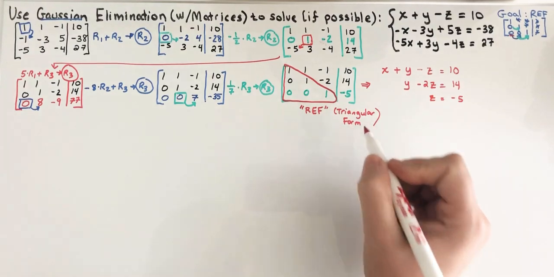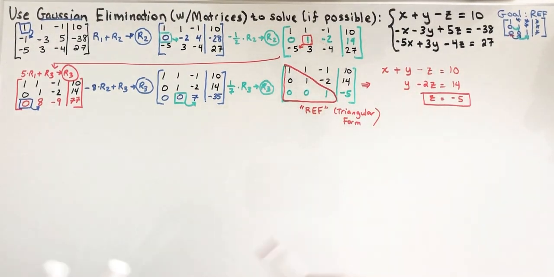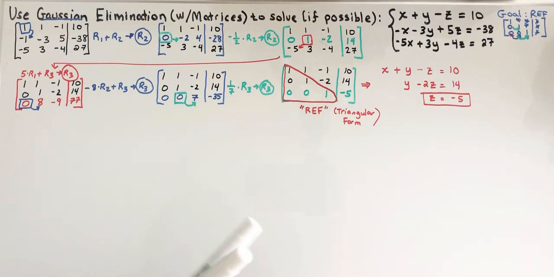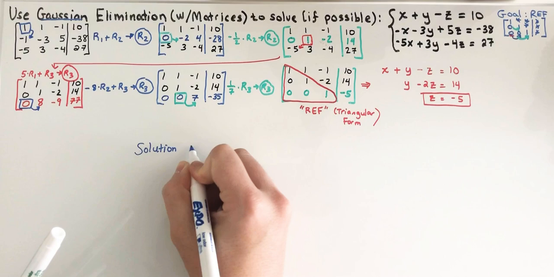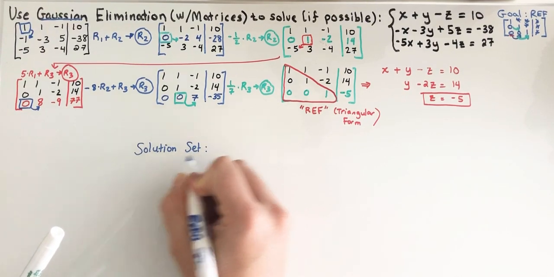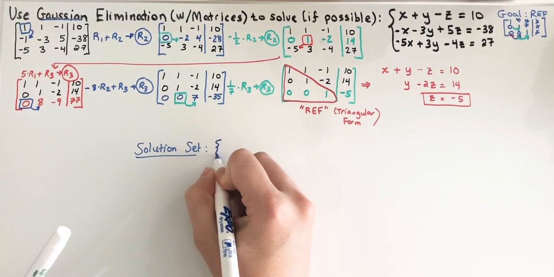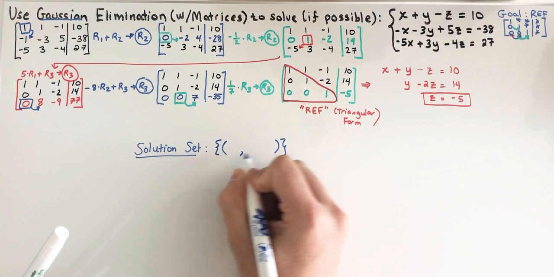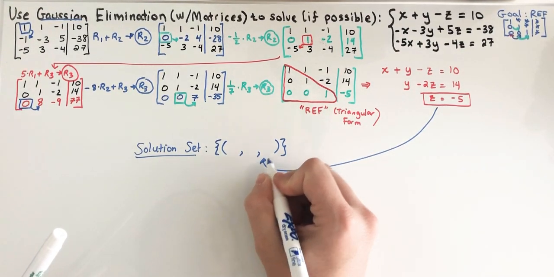Notice that triangular form from our previous section? That z equals negative 5 is crucial. As soon as you have z equaling a number, you know that you have a consistent system with one independent solution. So to write your solution set, if you will, because this is a consistent independent system now that we have one variable found already, we'd open our braces and we would put up one single ordered triple where the z variable is now known to be negative 5.